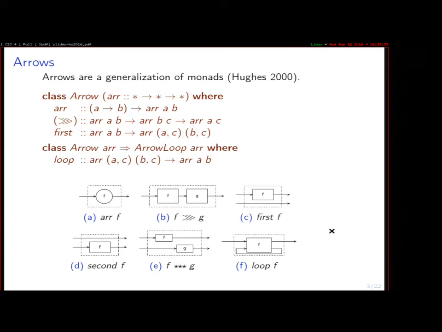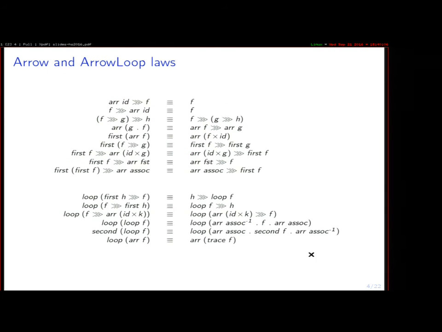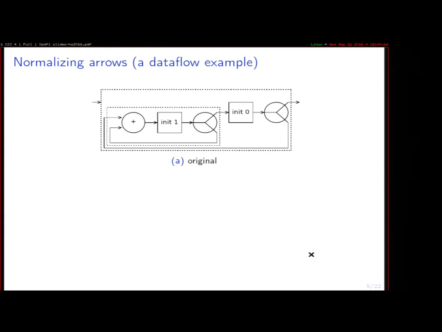Ross Paterson also introduced the ArrowLoop class, in which he introduced a loop combinator. Basically, you connect the second output back to the second input, which forms a kind of recursion at the value level. Notice this is only a recursion at the value level. The arrow itself is not recursively defined. Arrows come with a set of algebraic laws, and so does ArrowLoop. I won't go into the details, but these laws are critical to this work.